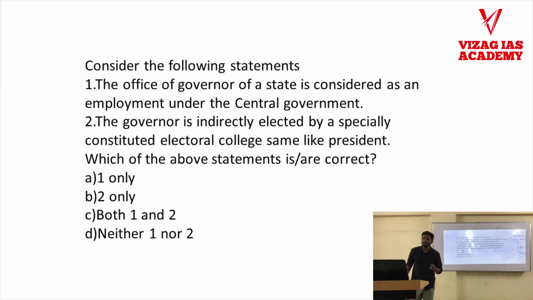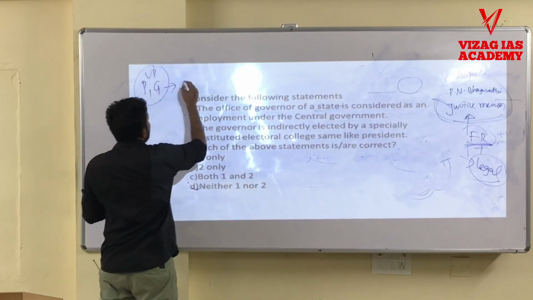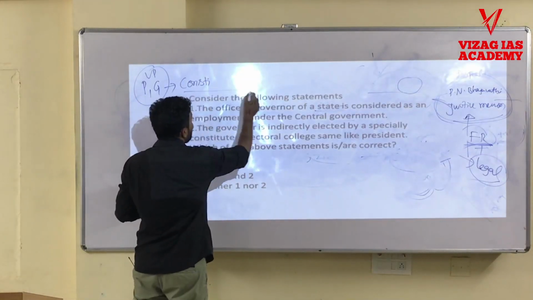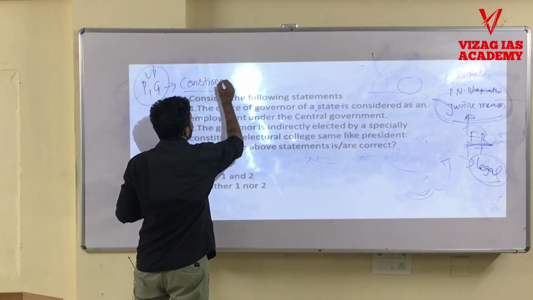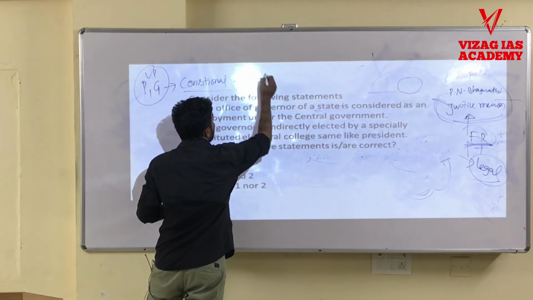Consider the following statements. Statement number 1: The office of governor of a state is considered as an employment under the central government. Is it correct or not? Why not? It is a constitutional office. Governor, president, vice president, all these are constitutional offices. They are mentioned in the constitution itself. They have constitutional sanctity and protection. They are constitutional authorities, offices or institutions.